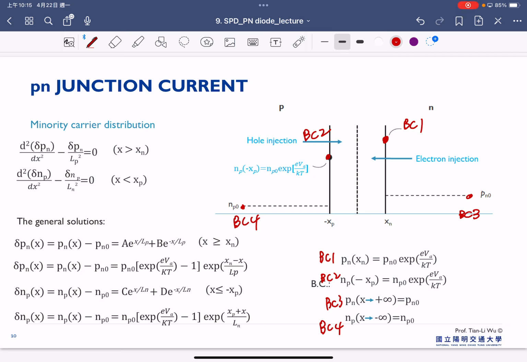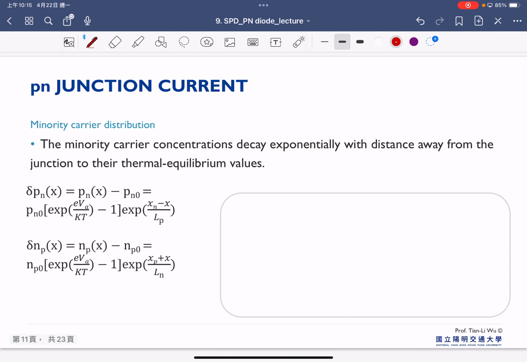And luckily, the results are very simple. Of course, the derivation might be tough, might be complicated, but in the end, the results are very simple. So the minority carrier concentration decays exponentially with the distance from the junction to the thermal equilibrium. Why do we consider there's exponential decay? Because of this term, that means we have exponential decay, and this will also suggest that we have the exponential decay.